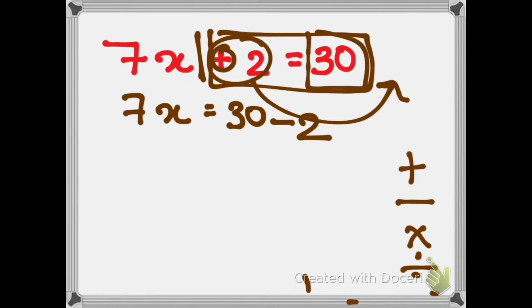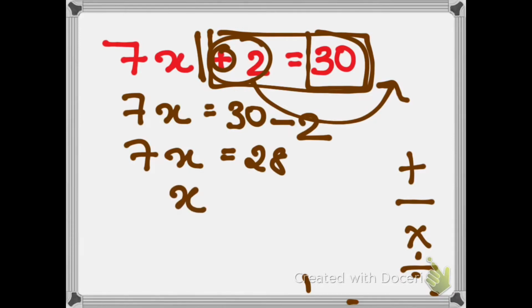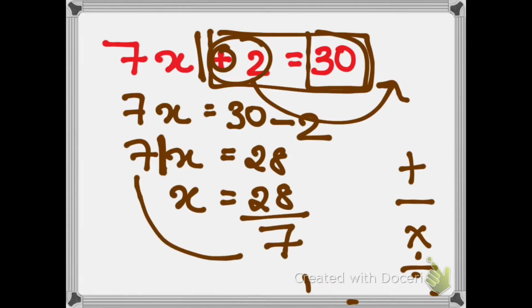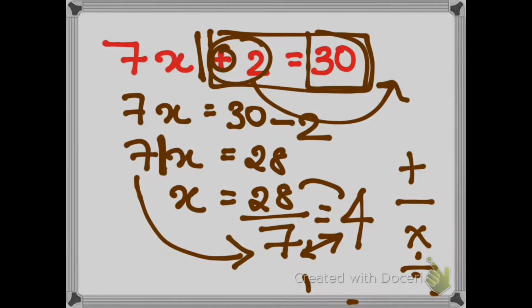So 30 minus 2. Then 7x is equal to 30 minus 2, which is 28. Then x is equal to, I want to isolate 7 from x, so I have to divide 28 by 7. 28 divided by 7 is 4, which basically means 4 times 7 is equal to 28. And that is how you solve it.